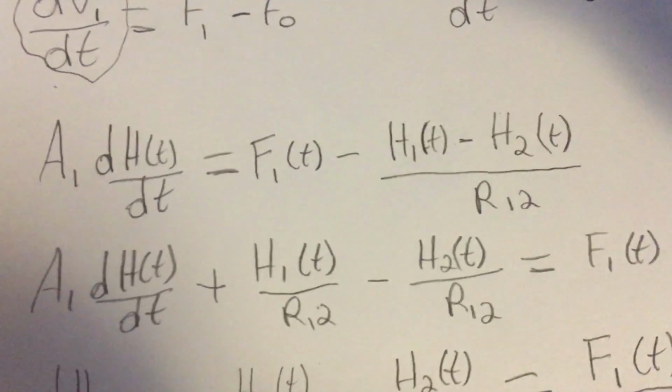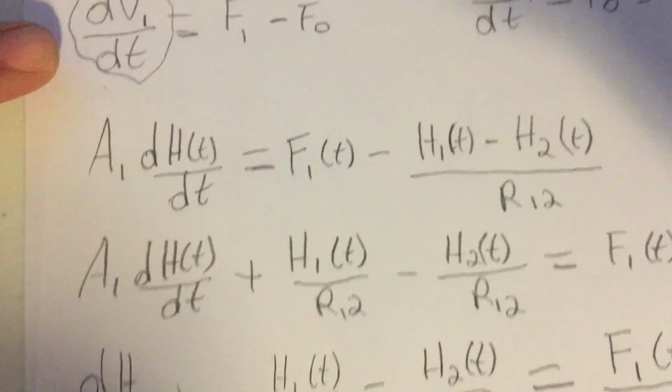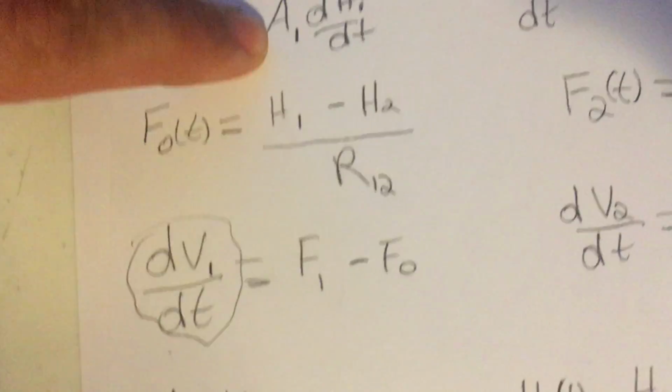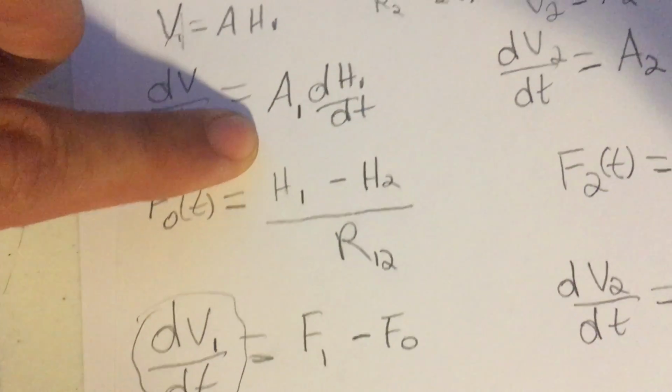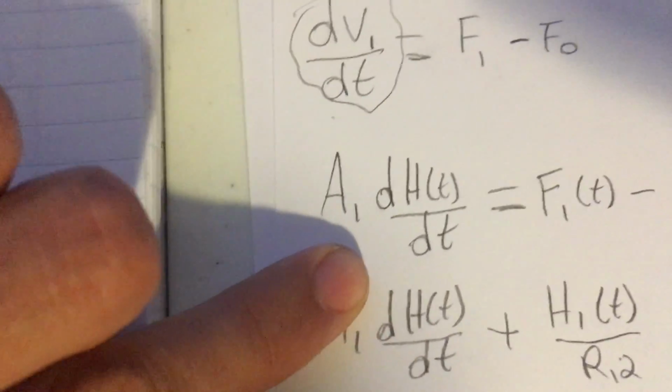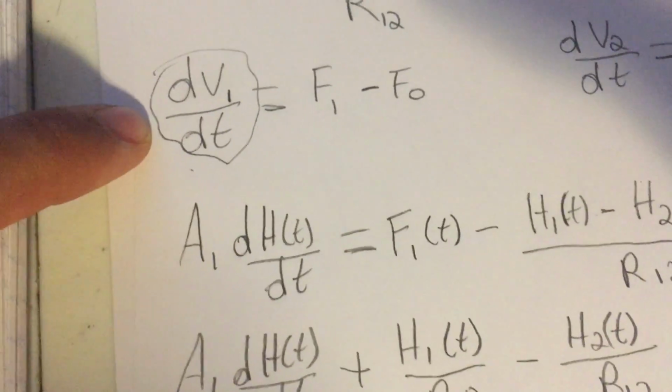So we have this formula here. Well, let's substitute the change in volume over the change in time with our equation here, A1, the area, times the change in height over the change in time. So that's where this comes from. So we go from this step to this step.